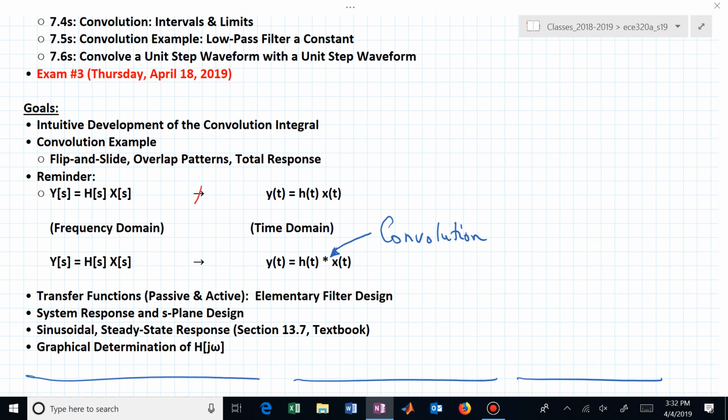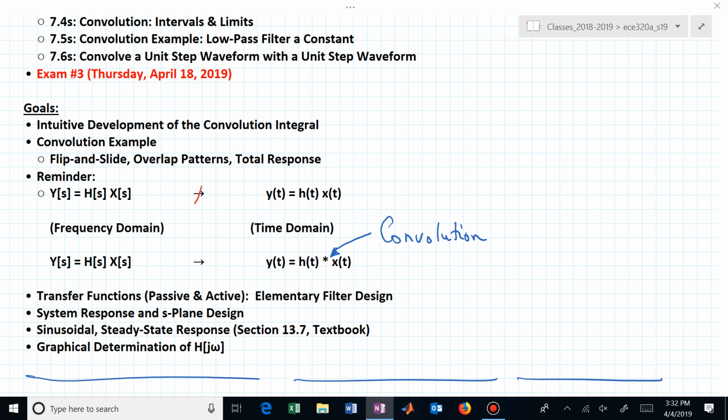Today what I want to do, since the power outage kind of messed us up last time, how many of you actually looked at the end of the notes from last class? I added like page after page. Did anyone even look at the notes? Not that I told you to, but we'll go through that right now as an intuitive development of the convolution integral. Then we will look at an example of convolution.